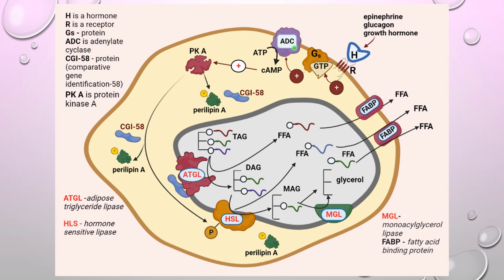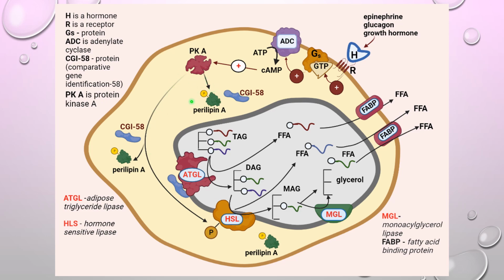In active form, adenylate cyclase synthesizes cyclic AMP from ATP. Cyclic AMP again activates protein kinase A. In active form, protein kinase A phosphorylates perilipin A and hormone-sensitive lipase.